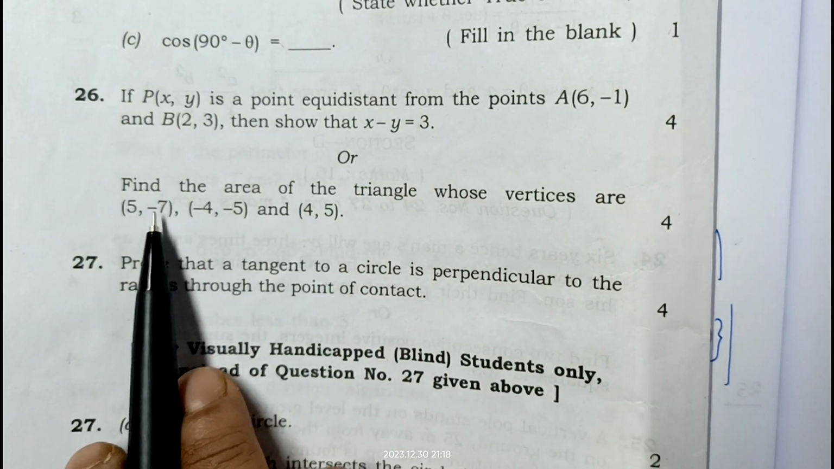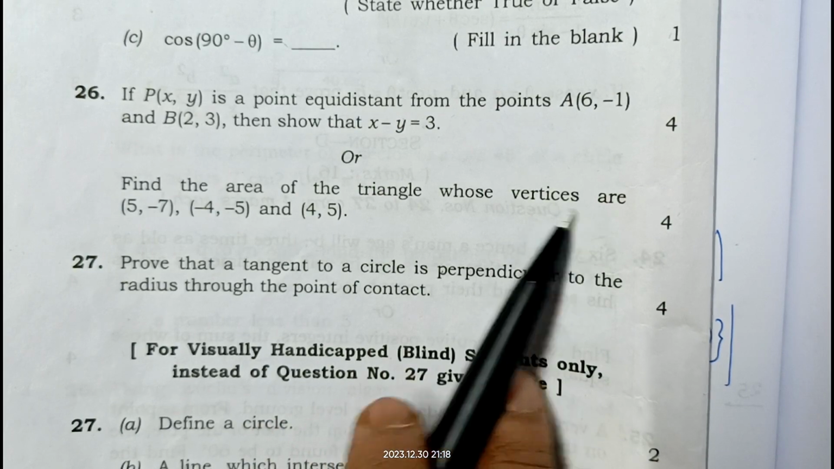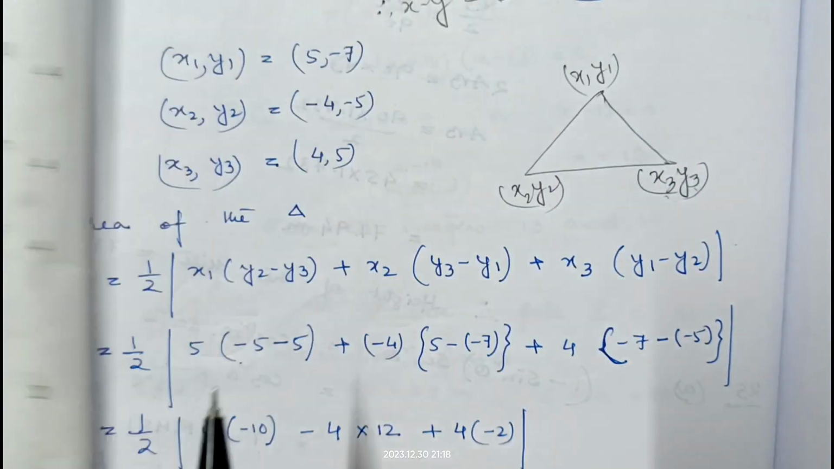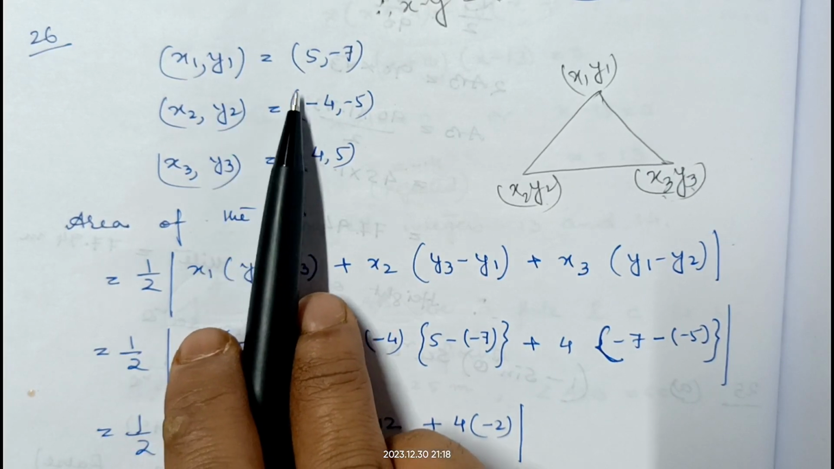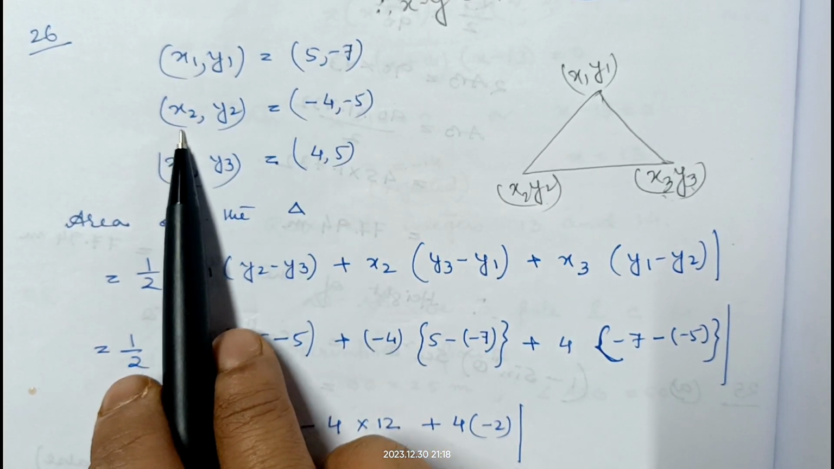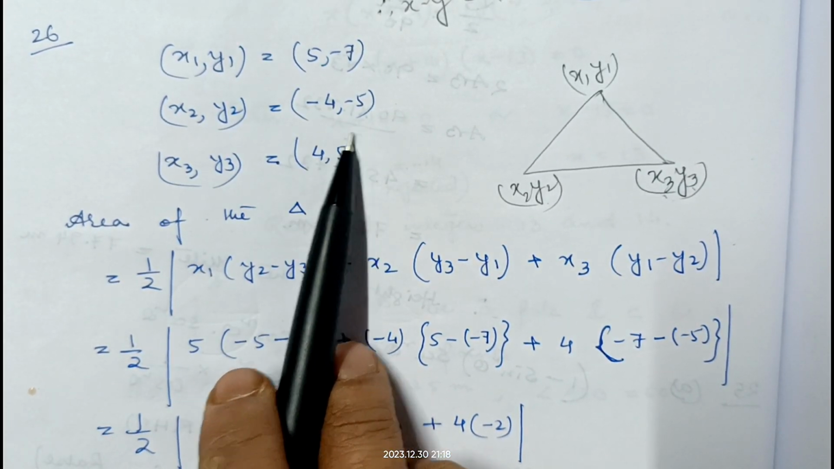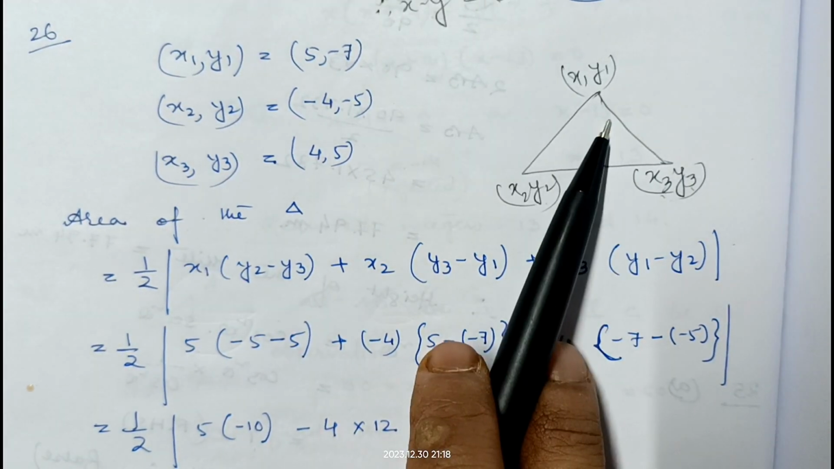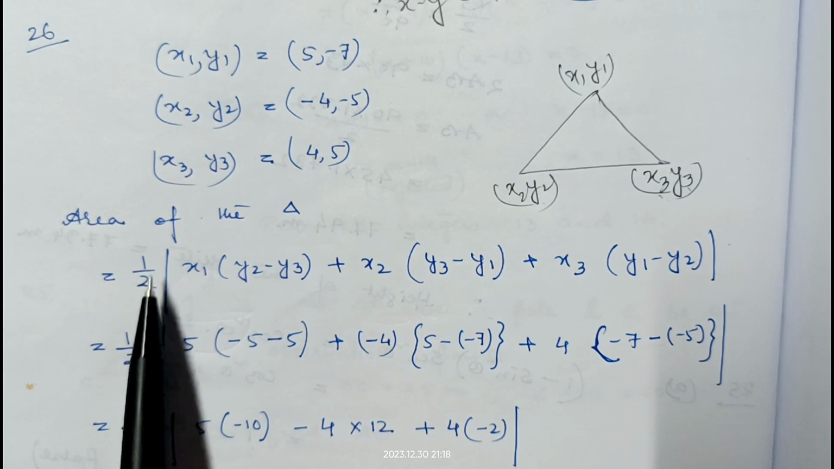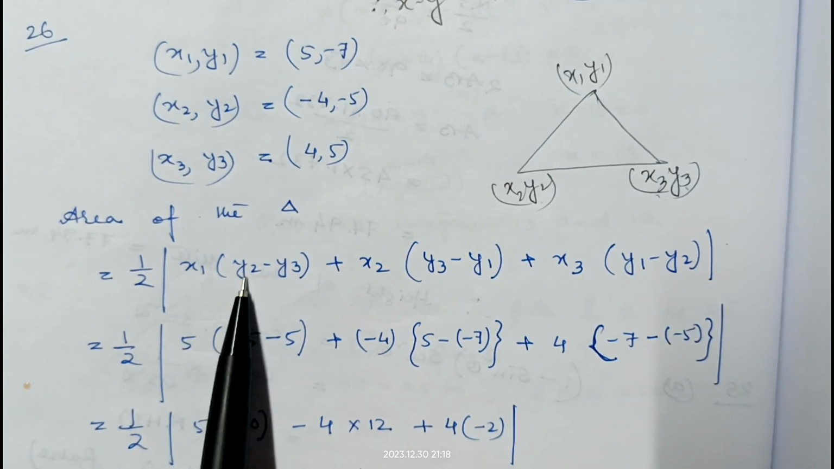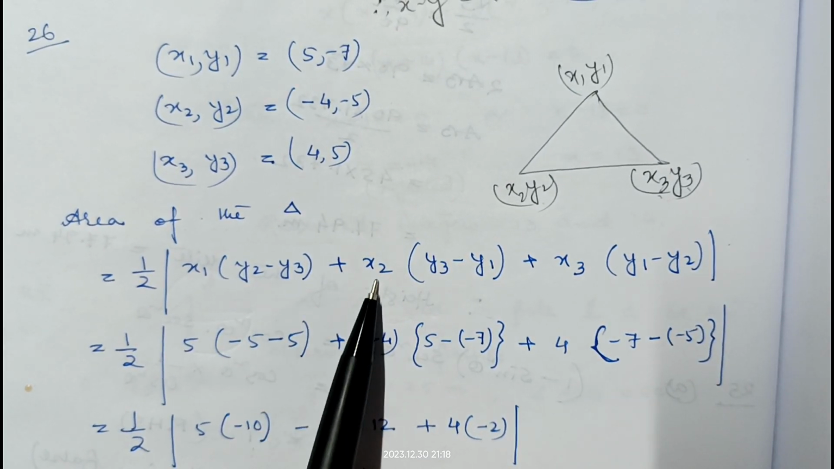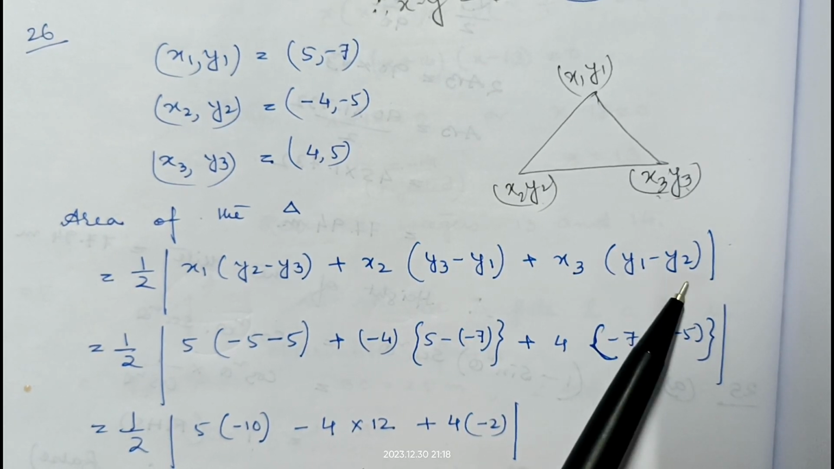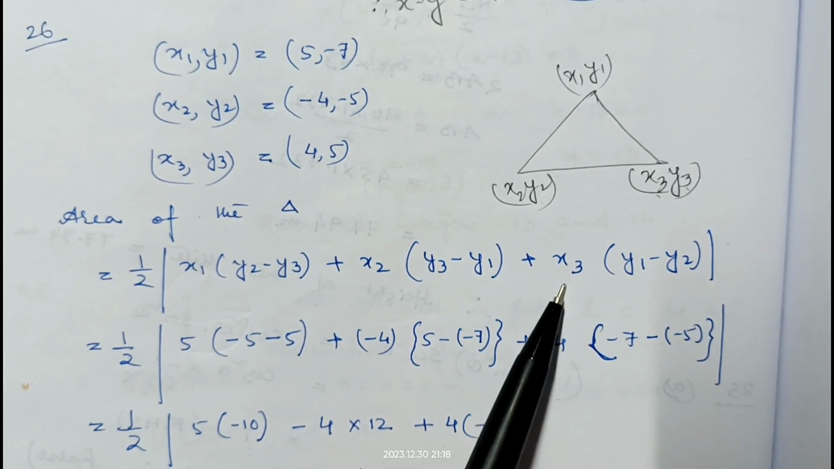In the second part it is given: find the area of the triangle whose vertices are (5, minus 7), (minus 4, minus 5) and (4, 5). Here we can consider x1, y1 as 5, minus 7, x2, y2 as minus 4, minus 5, and x3, y3 as 4, 5. Now the area of this triangle, we know the formula: half modulus of x1 (y2 minus y3) plus x2 (y3 minus y1) plus x3 (y1 minus y2). In chapter 7 this formula is given.